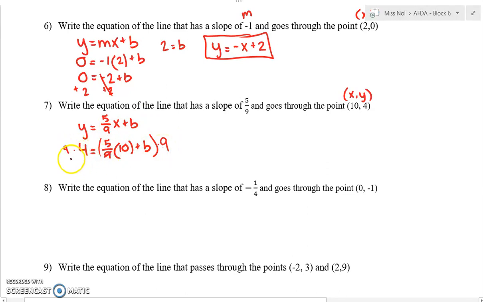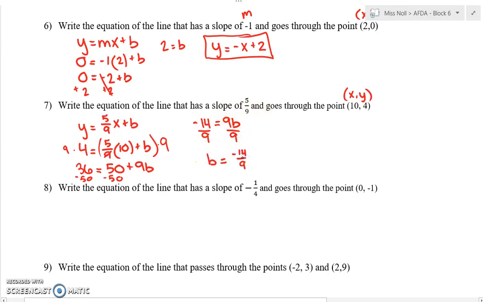So 4 times 9 is 36 equals, but I still have this 10, so I have 5 times 10, which gives me 50. And then I have to also make sure I multiply the 9 times the b as well. So I have 36 equals 50 plus 9b. So I'm going to subtract 50 from both sides. So that's going to be negative 14 equals 9b. And then I'm just going to divide by 9 on both sides. So b is negative 14/9.